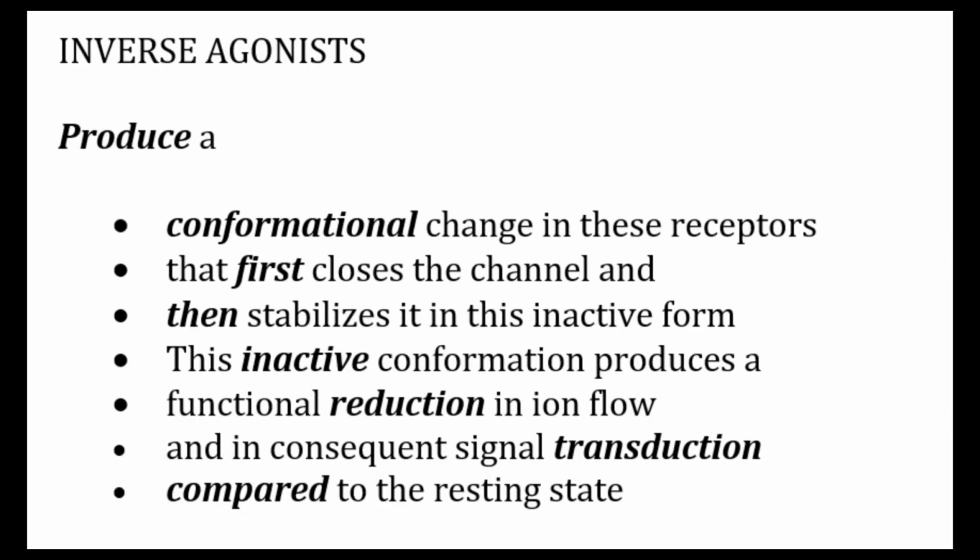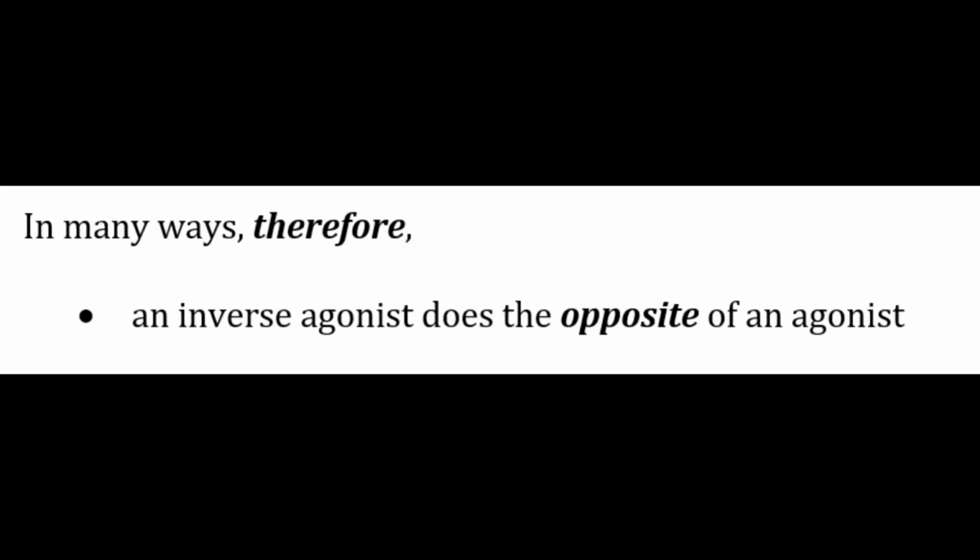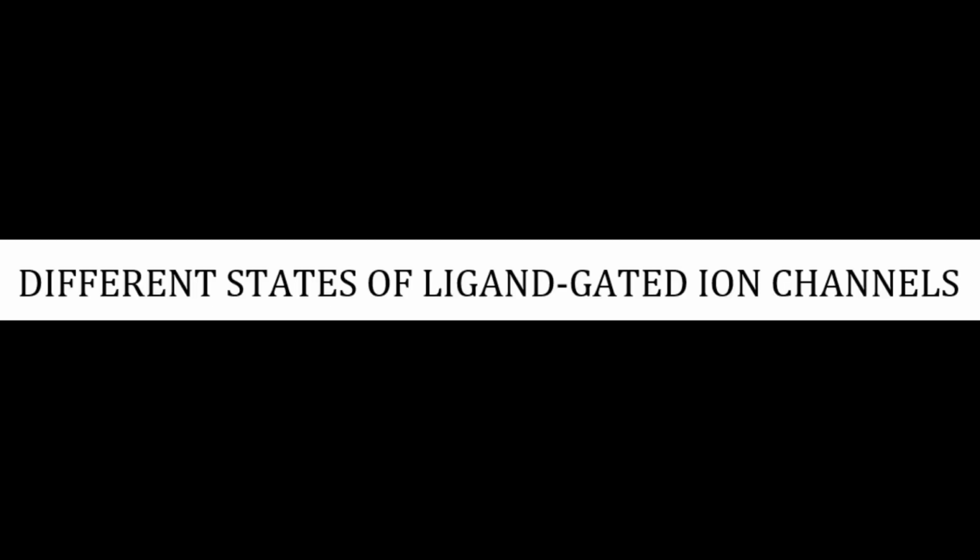agonist. On the other extreme, the inverse agonist produces a conformational change in these receptors that first closes the channel and then stabilizes it in this inactive form. This inactive conformation produces a functional reduction in ion flow and, in consequence, signal transduction compared to the resting state. In many ways, therefore, an inverse agonist does the opposite of an agonist. Now let's discuss different states of ligand-gated ion channels.